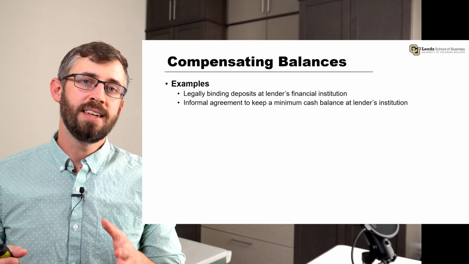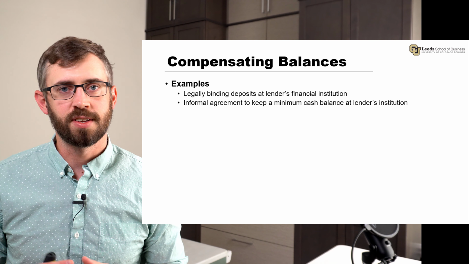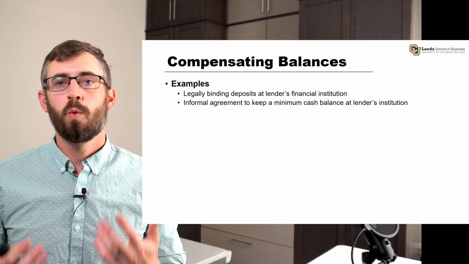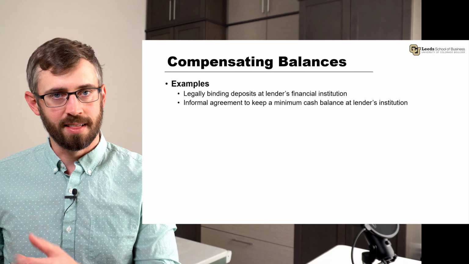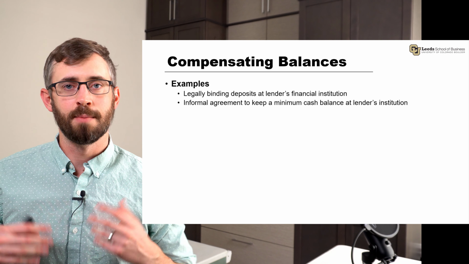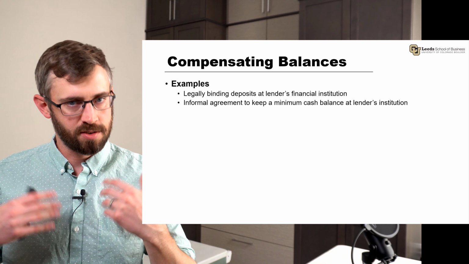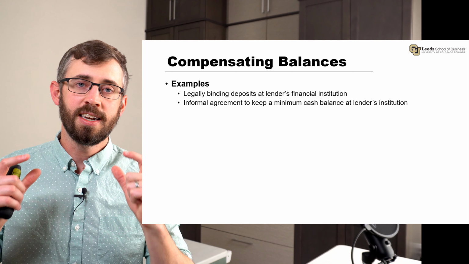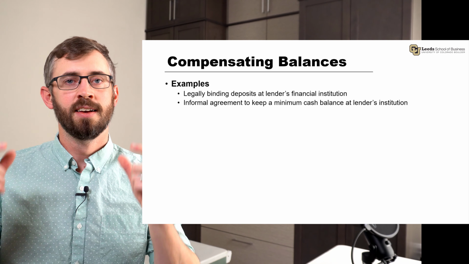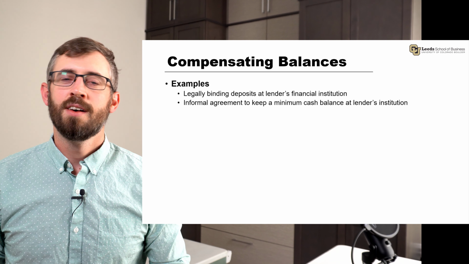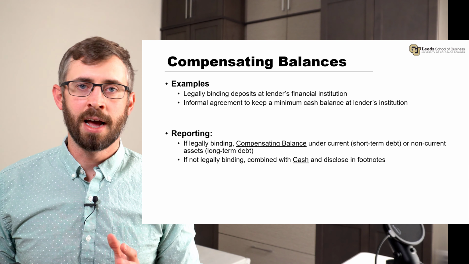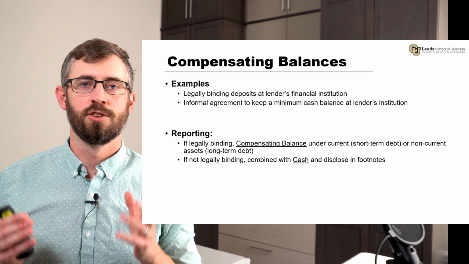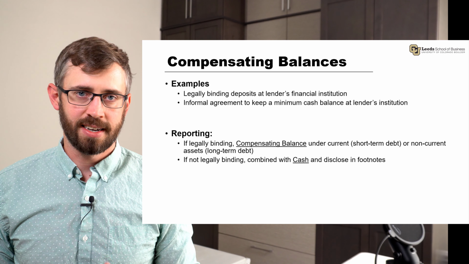This is where the company takes out a loan or they borrow money from, say, a bank, and that bank requires them to keep some amount of cash on hand with that lending institution. So for instance, if I borrow $1 million and the bank says, okay, I'll give you $1 million, but you need to keep at least $100,000 of that in the checking account with us, that would be considered a compensating balance.